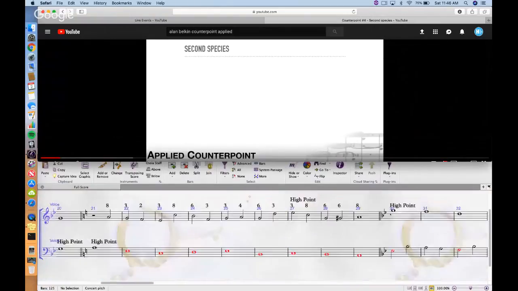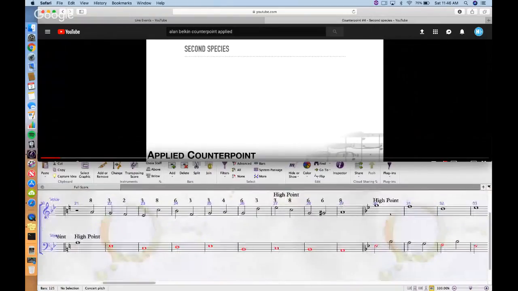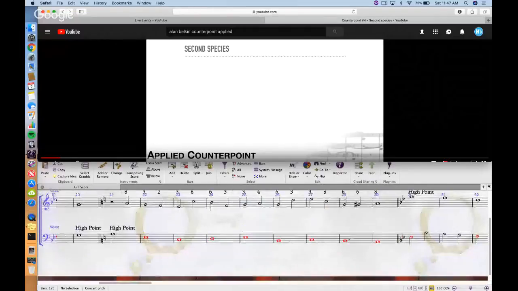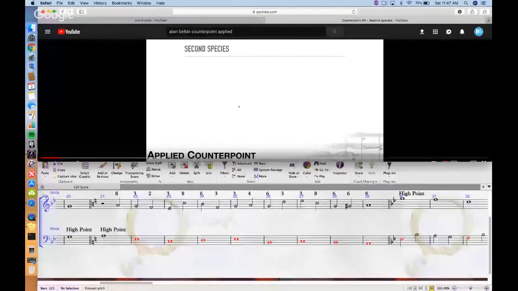I actually did a couple of these because I didn't know that it had stopped, but I did 2 of the species 2 counterpoints. And then we can just talk about them, or I can do another one. But this is kind of what it looks like here.